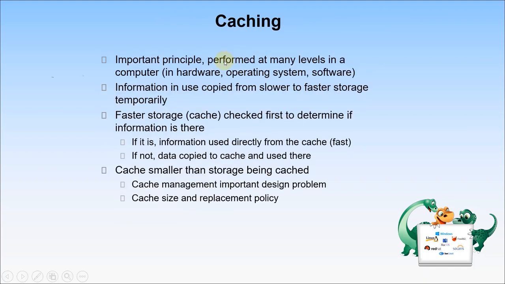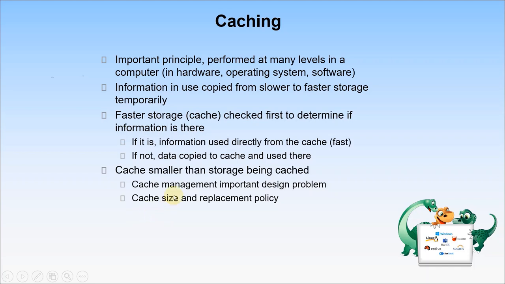Caching. It is an important principle, performed at many levels in a computer: in hardware, operating system, and software. Information in use is copied from slower to faster storage temporarily. So caching is the use of high-speed memory to hold recently accessed data. It requires a cache management policy. The faster storage, or cache, is checked first to determine if the information is there. If it is there, the information is used directly from the cache. If not, data is copied to the cache and used there. Caching introduces another level in the storage hierarchy. This requires that data that is simultaneously stored in more than one level be consistent.